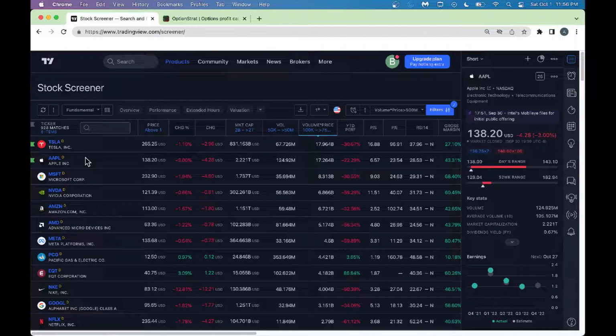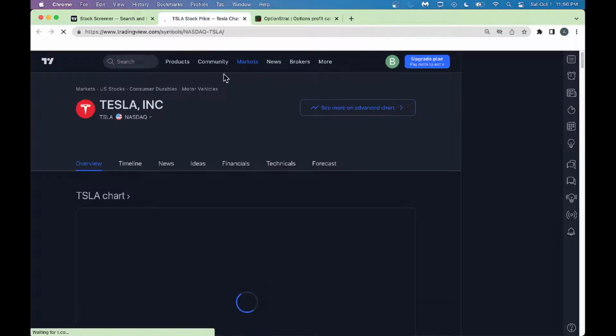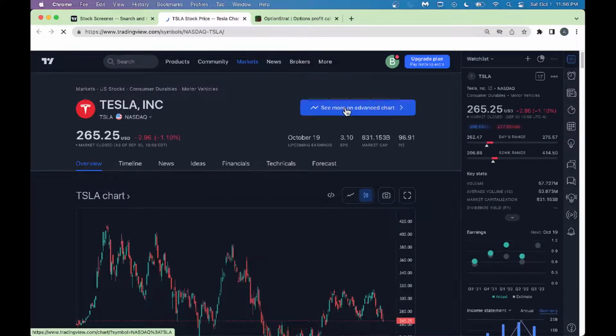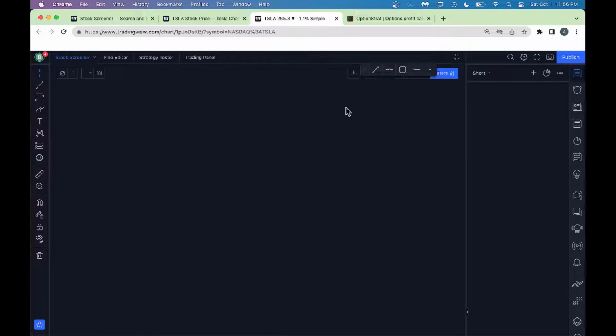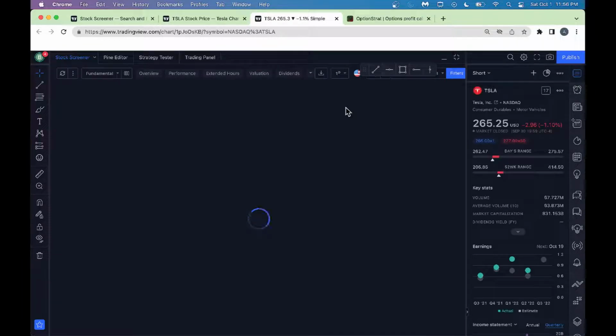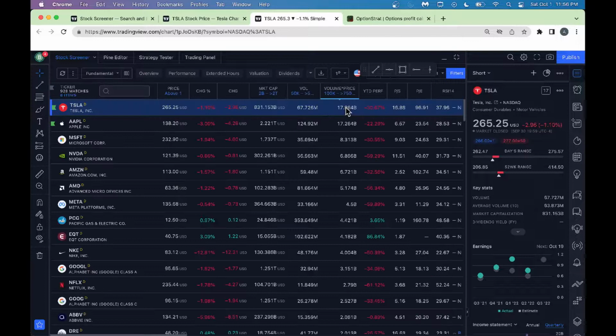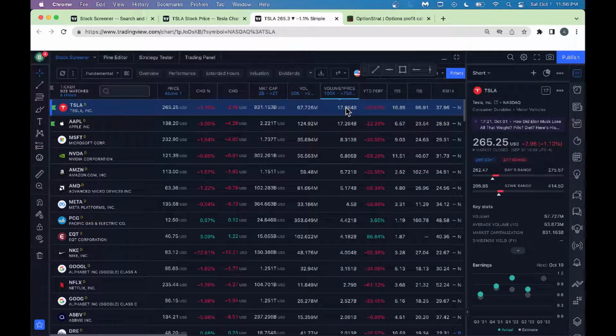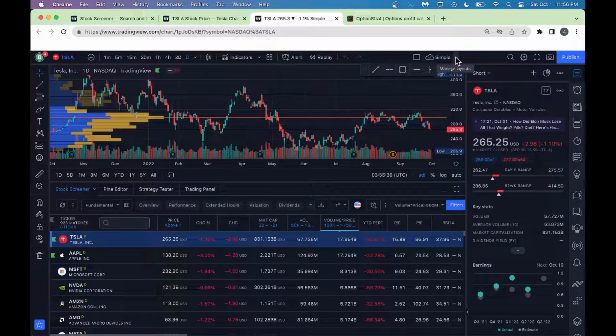All right, so let's click on one of these symbols here, Tesla, and go into the chart view and go into the more advanced chart view. All right, so we got our advanced chart pulling up here. And what I can do is go into a chart view, also click on this here, minimize the panel. Now look, it's just the way I like it. And I got not too many indicators. I got one indicator right here.